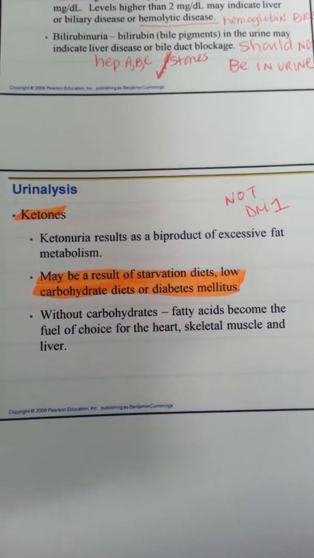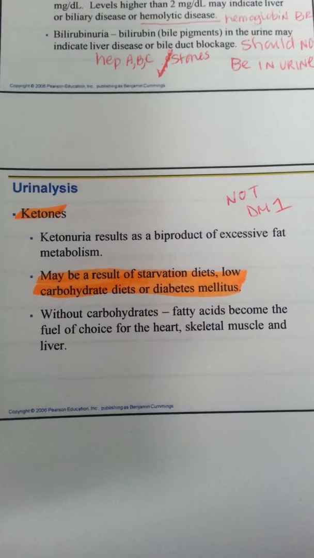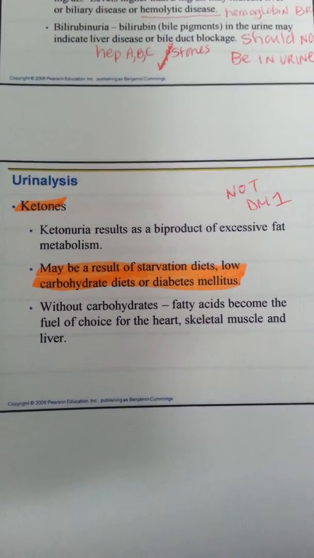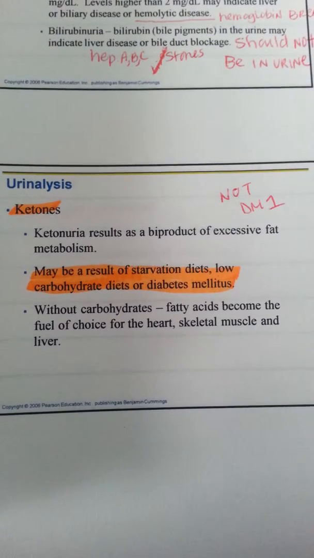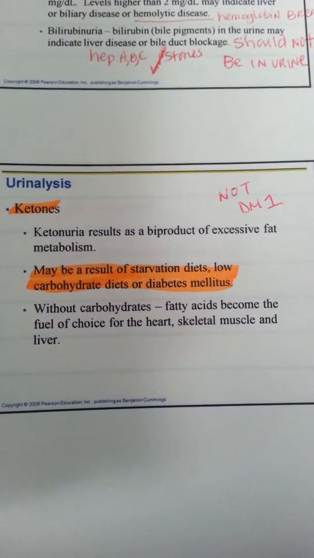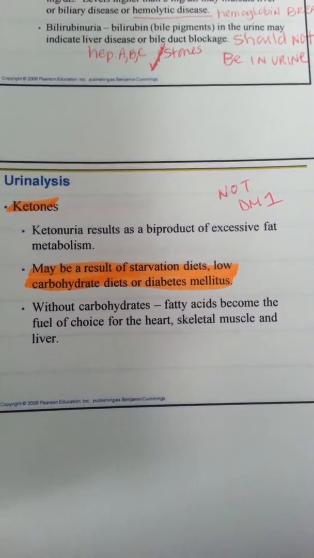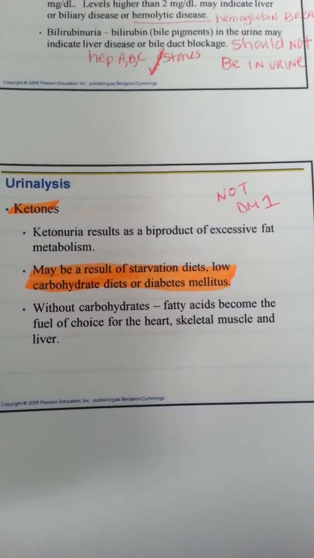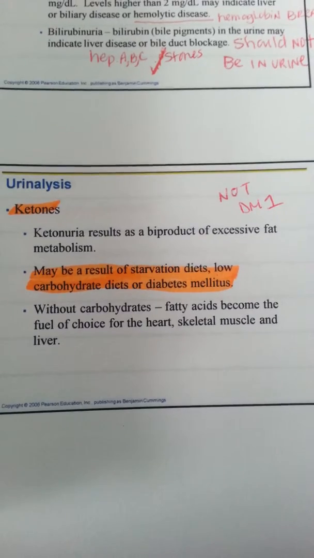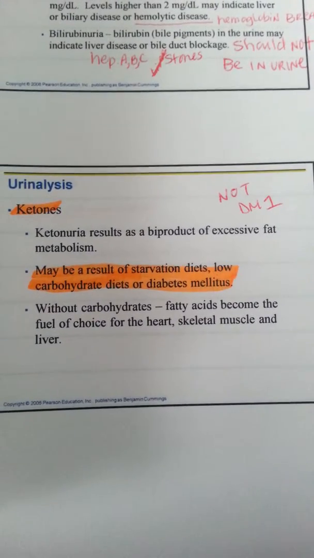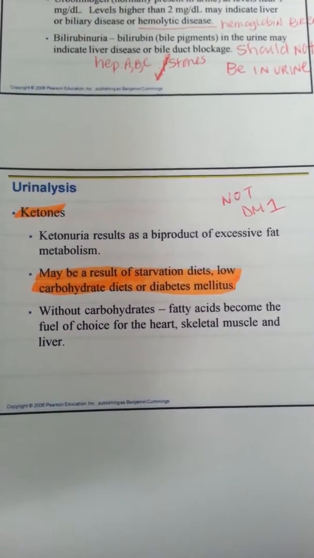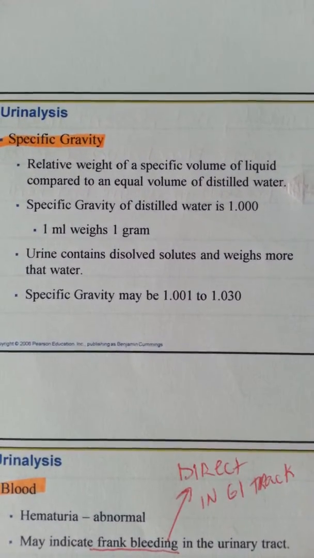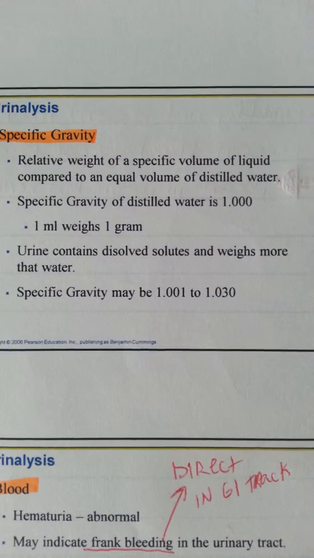Now, without carbohydrates, fatty acids become the fuel of choice for the heart, skeletal muscle, and liver. Remember that ketone is used for metabolism, okay? Now, without ketone, like I said right here, carbohydrate is used for metabolism. Without carbohydrates, fatty acids become the fuel instead. Remember that, okay?